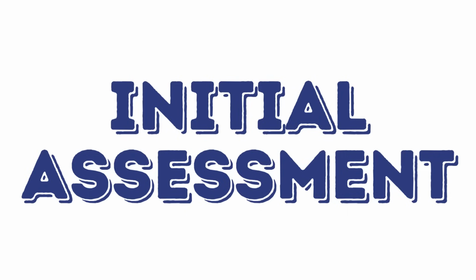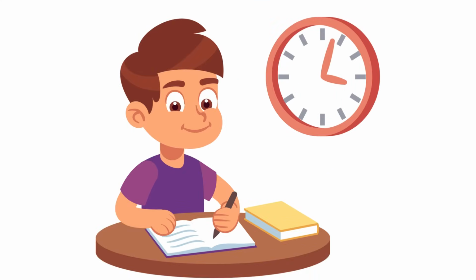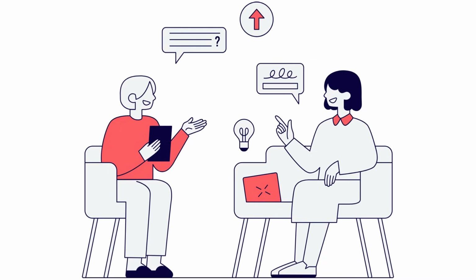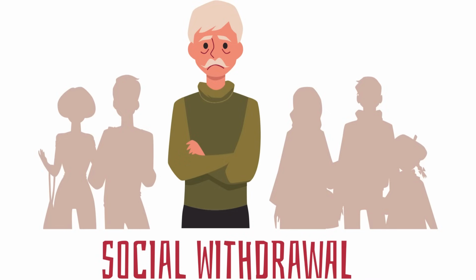Stages of school counseling. 1. Initial assessment. The initial assessment stage involves gathering information about the student's background, current issues, and overall well-being. This can be done through interviews, questionnaires, and observations. Example: a school counselor might meet with a student who is struggling academically and has recently shown signs of social withdrawal.